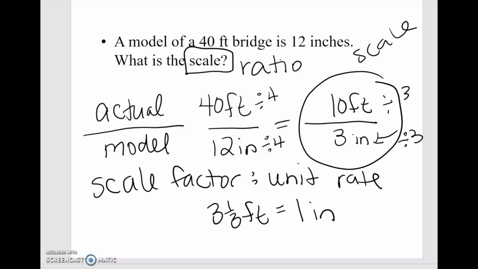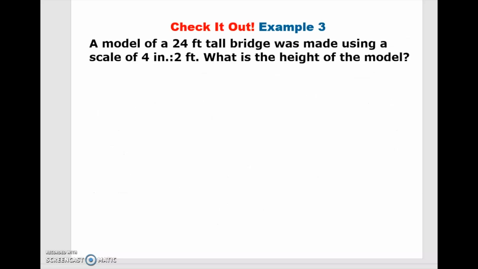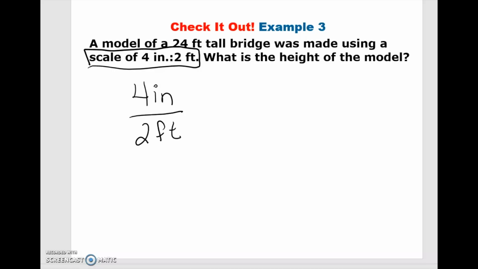All right, let's look at one more example. So it says we have a model of a 24-foot bridge, and it's using a scale of 4 to 2. Now, these are the magic words. As soon as it tells you the scale, you immediately write that down. That is always the first ratio that you write down. And so we know that inches is the size of the model, and feet is the size of the real bridge. So then we keep reading, and it tells us the real bridge is 24 feet.